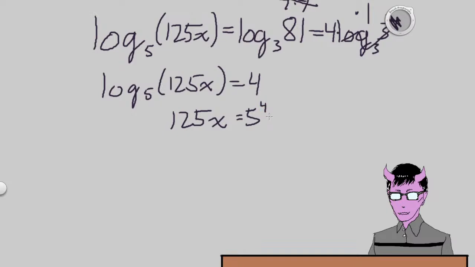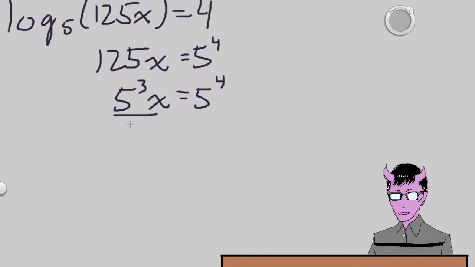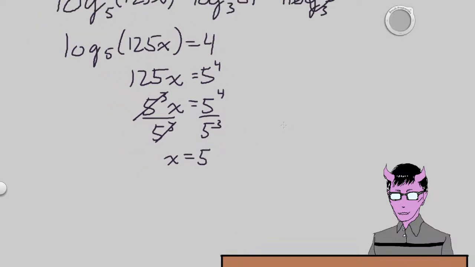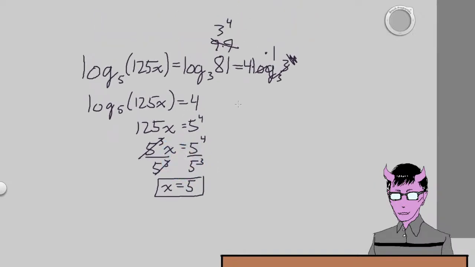So here we are. And at this stage, you can distribute this one, but rather than do that, I'm going to break this one down. This is just basically 5 times 5 times 5. So 5 cubed. And of course, classic exponential situation, we're going to divide both sides by 5 cubed. Cancel, cancel. Thus, do we get x is equal to, subtraction rule of exponents, 5. And we're done with that one. Pretty straightforward so far.